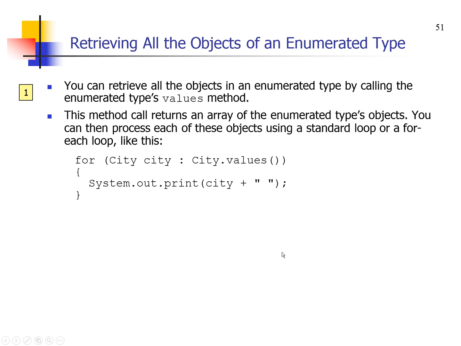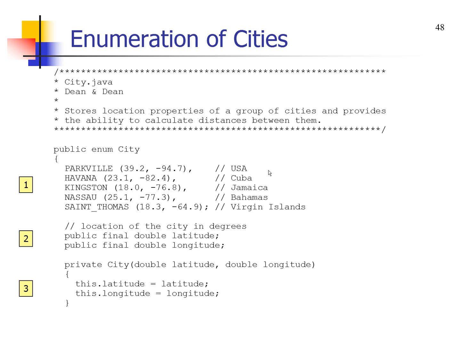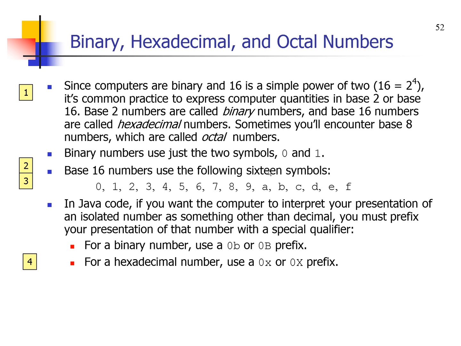All right. Retrieving all the objects of a data type. It says you can retrieve all the objects by using the values. Okay, so city, right here. Remember that this is the for each loop. It says for each element of type city in city, do something. So for each city, I want to see their values. This will print out all of the cities: Parkville, Havana, Kingston, NASA, and so on.